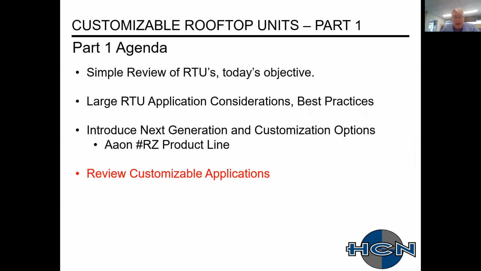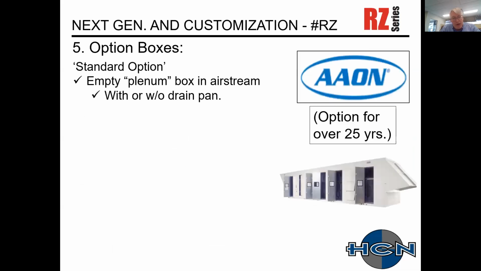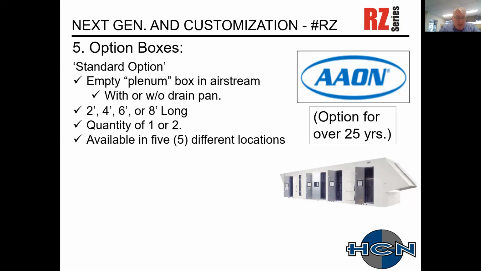All right, last 10 slides here or so. Let's go through AAON's option boxes. This is something that they've been providing on their large rooftop units since the late 90s. So this is a standard option that comes from the factory. It's an empty plenum box that is in the airstream. It could come with and without drain pans. They have different lengths available. You can get one or two in your unit, and they're available in 5 different locations.